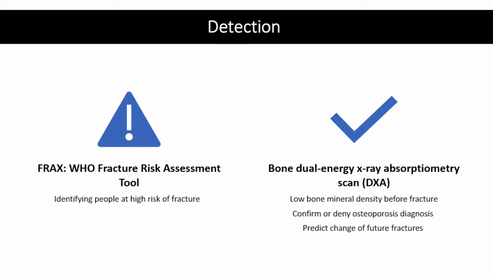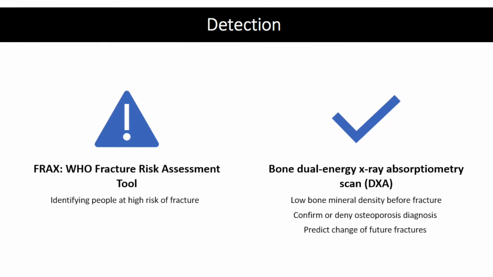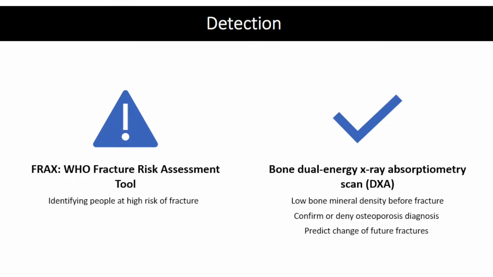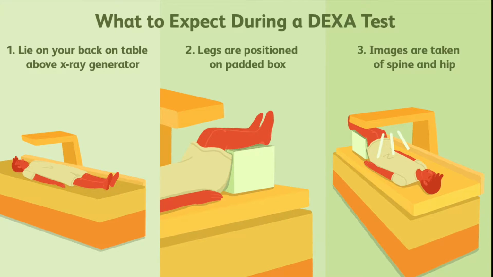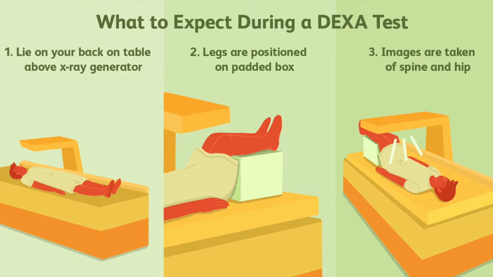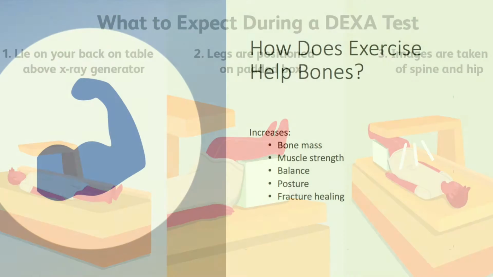A DEXA scan sees if there is low bone mineral density before a fracture occurs. It also confirms or denies a diagnosis of osteoporosis and can predict the chance of future fractures. A DEXA scan is a relatively easy procedure with minimal or no patient burden. Radiation exposure is very low and it's at a relatively low cost.